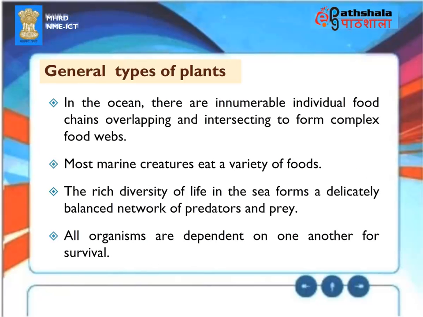In the ocean, there are innumerable individual food chains overlapping and intersecting to form complex food webs. Most marine creatures eat a variety of foods. The rich diversity of life in the sea forms a delicately balanced network of predators and prey. All organisms are dependent on one another for survival.